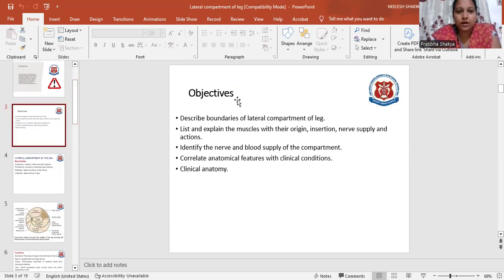Objectives of this lateral compartment of leg are: describe boundaries of the lateral compartment of leg, list and explain the muscles with their origin, insertion, nerve supply and actions, identify the nerve and blood supply of the compartment, correlate anatomical features with clinical condition and clinical anatomy.